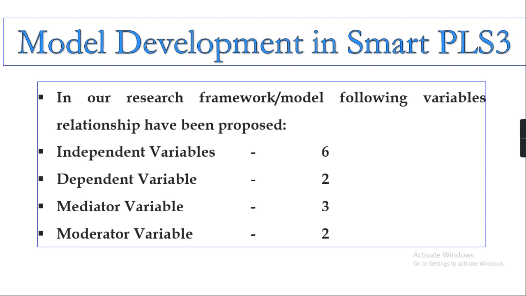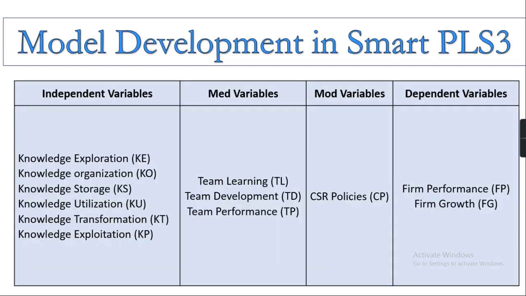So in this study, we have the following variable relationships that we are going to analyze or propose. In this case, we have 6 independent variables, 2 dependent variables, 3 mediator variables, and 1 moderator variable. So we are going to develop the model based on these multiple variables. The next step is that we are going to define these variables. So here we are.